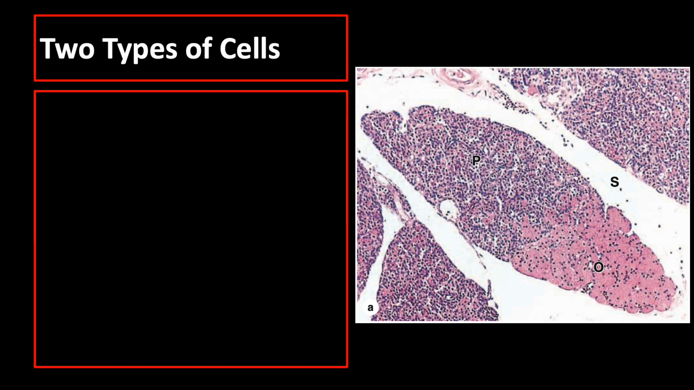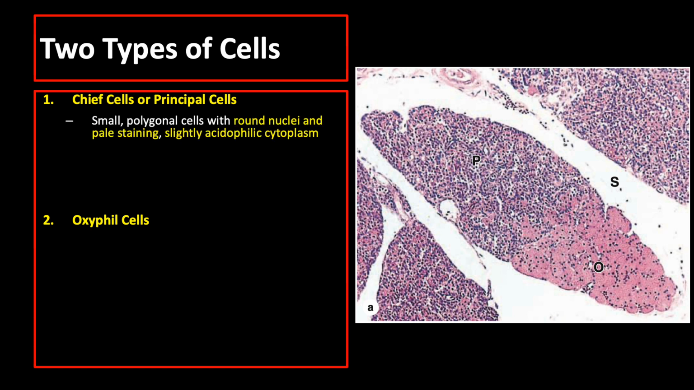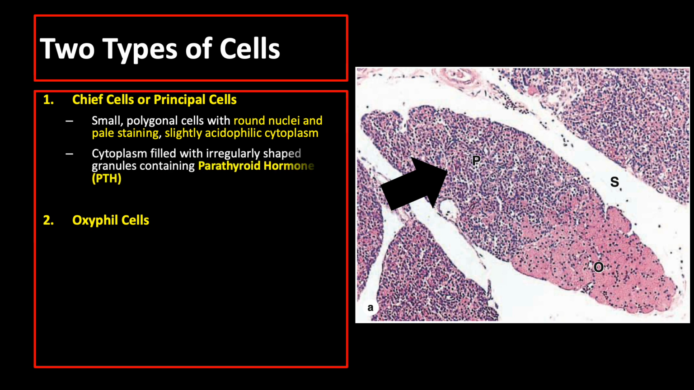There are two types of cells in the parathyroid gland: the chief cells or principal cells and the oxyphil cells. The chief cells are small polygonal cells with round nuclei and pale staining, slightly acidophilic cytoplasm. The chief cells appear as densely packed cords of small cells. The cytoplasm of chief cells is filled with irregularly shaped granules containing parathyroid hormone.